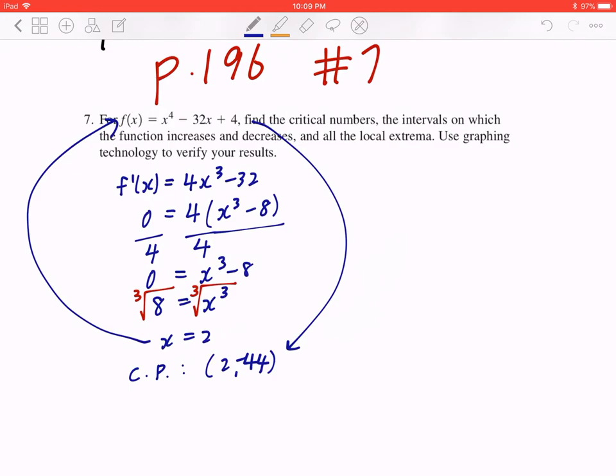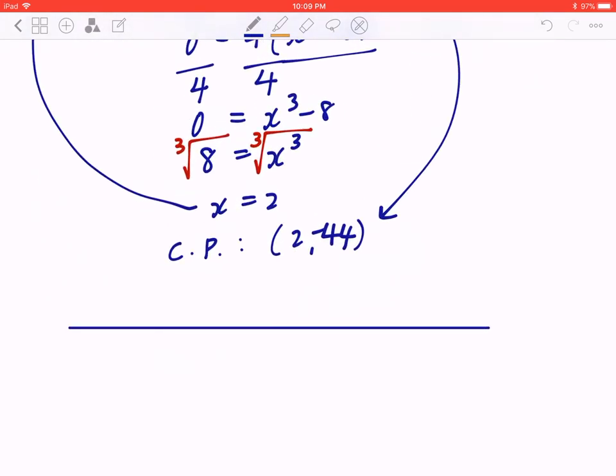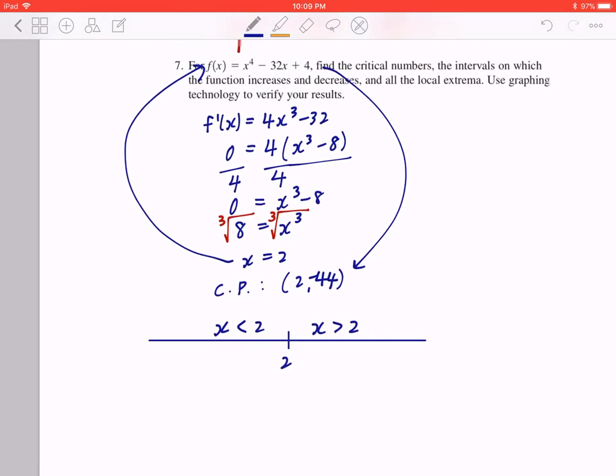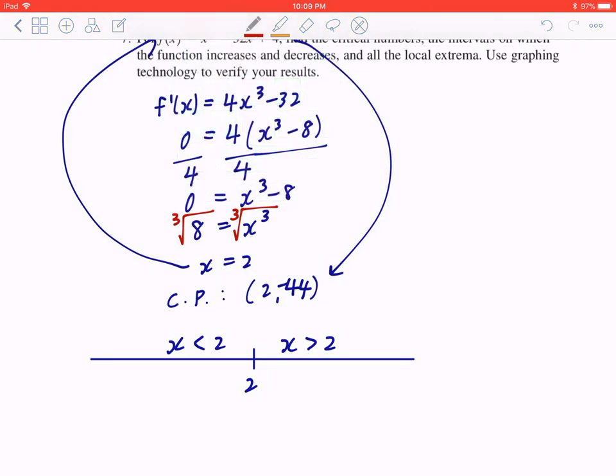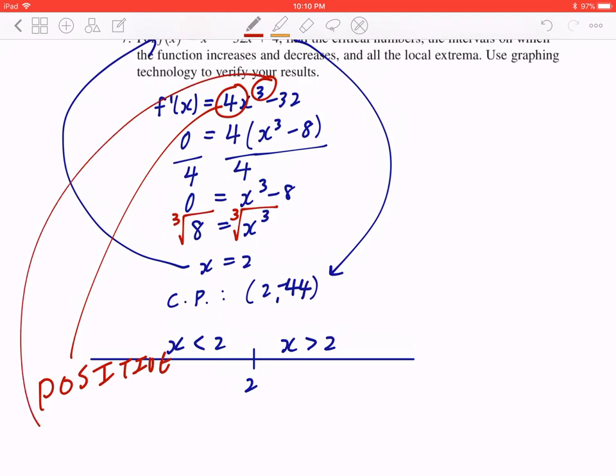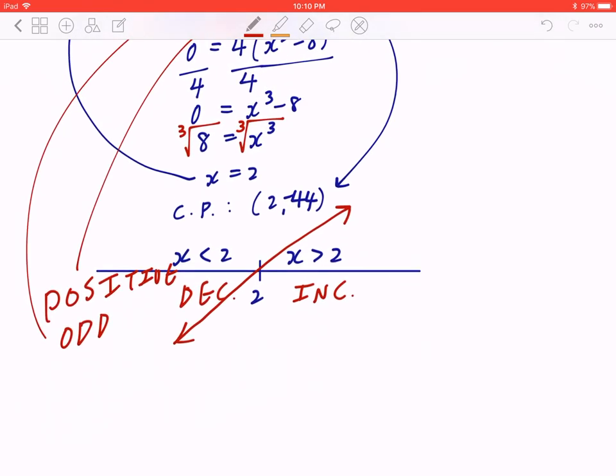Now, in terms of the interval of increase and decrease, you can draw a line. Look at the anchor point, x equals 2. And you could pick numbers less than 2 and numbers greater than 2 to figure out increase or decrease. But if you think about the shortcut, the derivative is 4x cubed. And 4, of course, means it's going to be positive. And the cube, of course, means odd. So positive odd just means it's going to go from quadrant 3 to quadrant 1, which really means it's going to be decreasing, then increasing. And of course, you can verify that if you like.